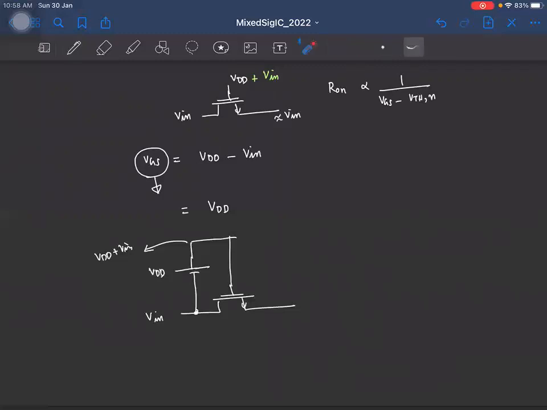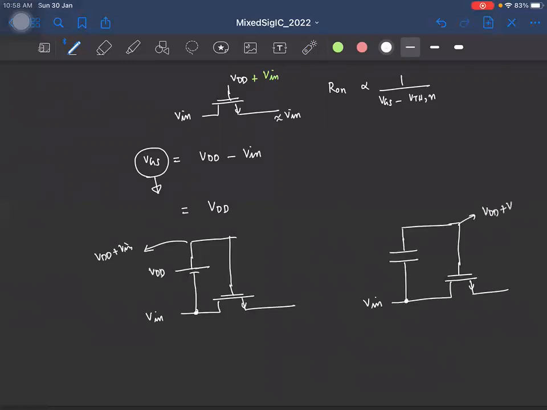But of course, we cannot have an ideal voltage source. So what we do, we use the next best thing we have, which is a capacitor charged to VDD. Okay, so let's say this is a capacitor that is charged to VDD. What we can do is the following. To turn the switch on, this is my input. We'll connect the other plate of the capacitor to the gate of the MOSFET. Okay, in that case, this gate will be VDD plus V in.